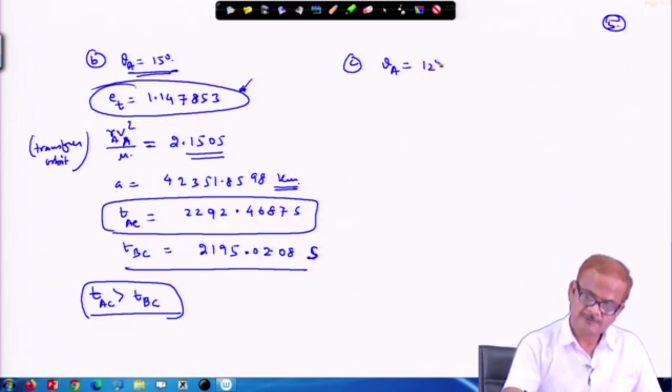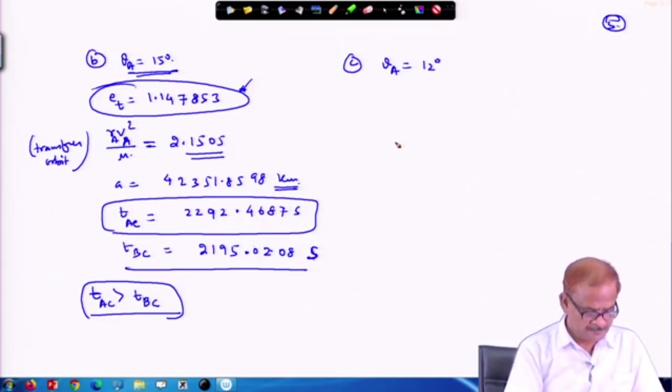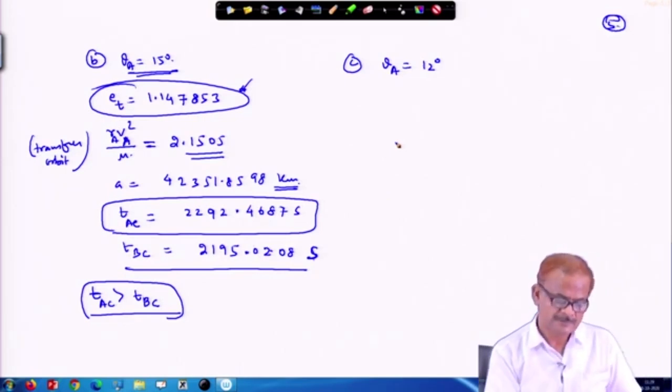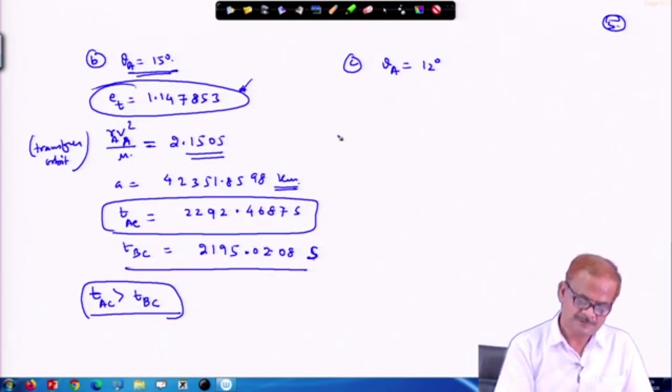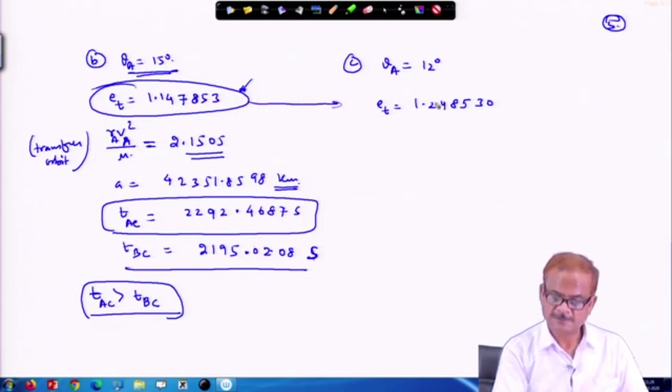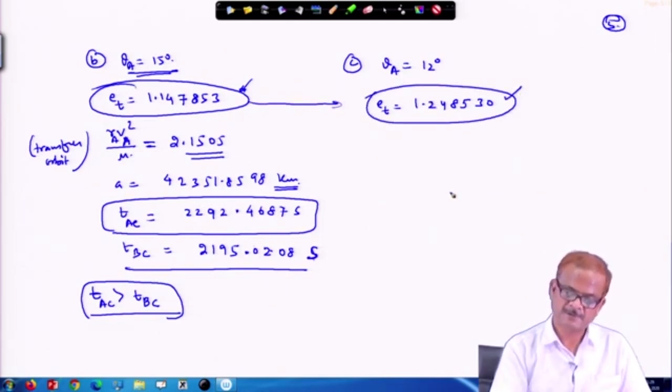So, theta A equal to 12 degree, and remember, I have done it through a program. So, it is very easy for me to do this, but if you do it on a calculator, it takes time. So, assuming theta A equal to 12 degree, E t turns out to be 1.248530. For the transfer orbit, you can see that this value has gone up, so that it becomes faster.